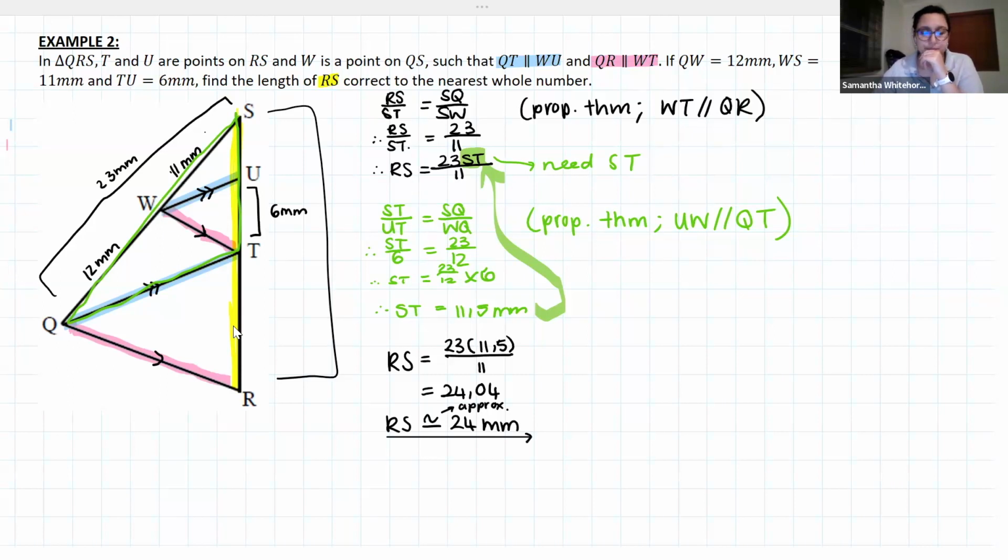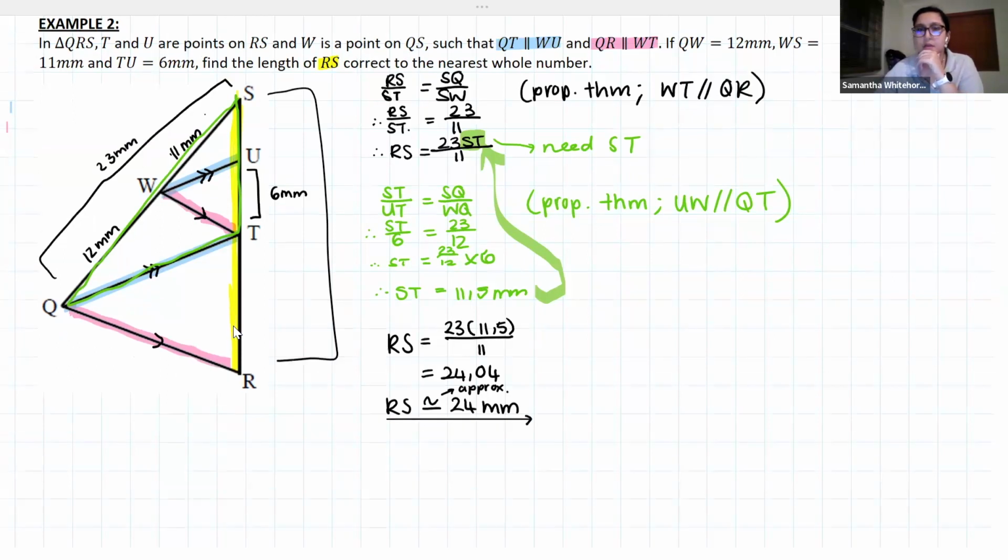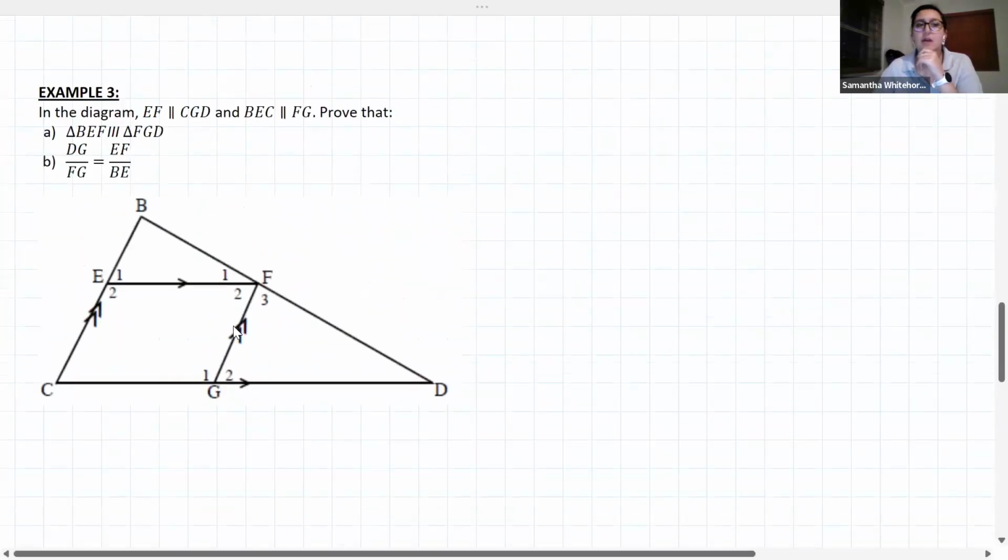Alrighty. Let's have a look at the next one. So example 3, we're now getting to similarity.